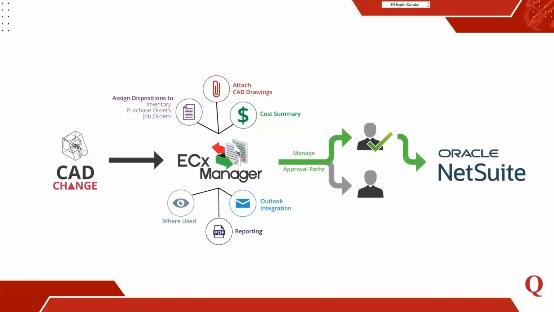So for example, where is this component used? Do I have any open purchase orders or work orders against this item that will change my decision? How much is this change going to cost me? So all of that information is very relevant and it's available in NetSuite, but ECx Manager makes it visible to the user during that ECN process so that you have visibility in all of these areas directly within the ECx Manager interface.